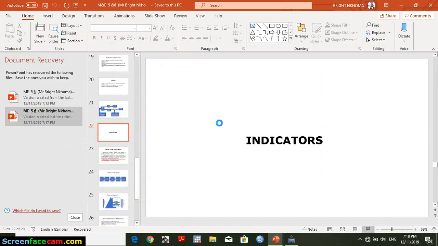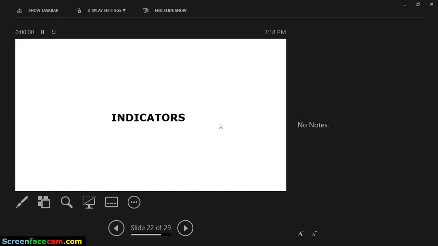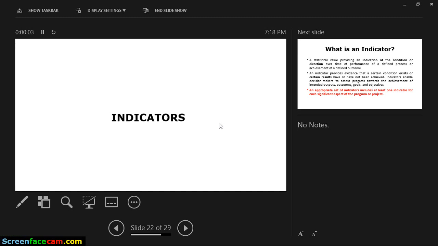Okay, so we are good to proceed now. Today we are going to discuss this thing called indicators. We've been talking about indicators. Now finally, the slide for indicator is closer to us.